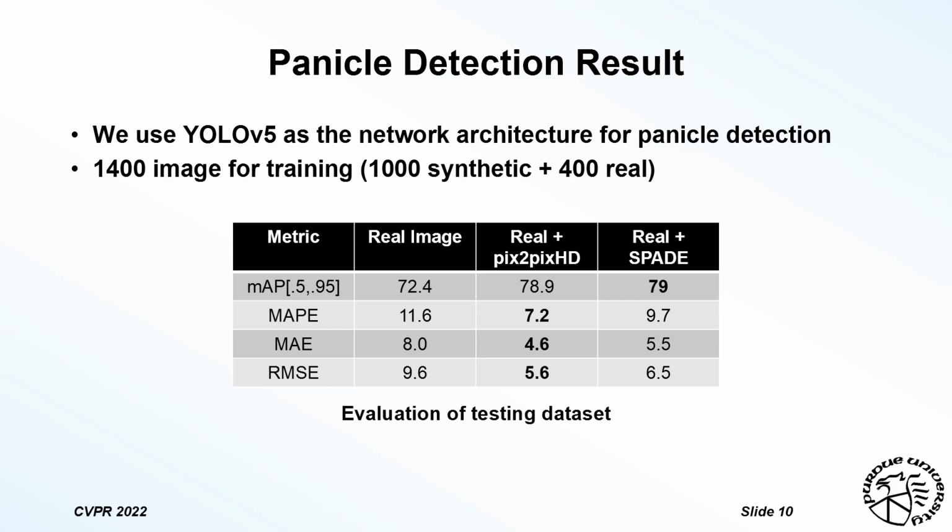We use YOLO v5 as our object detection network since it performs the best on the real image dataset during our test. Despite the different image styles generated by Pix2PixHD and SPADE, the data augmentation performances are similar. Both methods show improvements in panicle detection and counting. The synthetic images of Pix2PixHD have slightly better performance for the counting metrics due to the more realistic backgrounds.